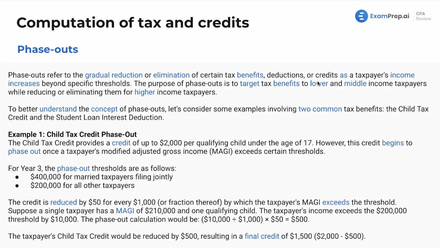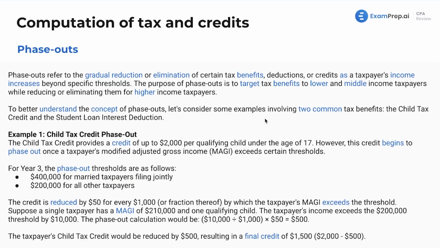If you feel completely confident in this, you don't need examples, feel free to skip ahead, but we're going through this, make sure that there's not a single stone left unturned here. And the purpose of this is to make sure that more so the lower and middle income taxpayers benefit from these credits, deductions, benefits, and higher income taxpayers pay their fair share. They don't get the benefit there.